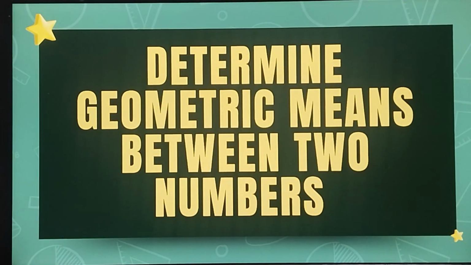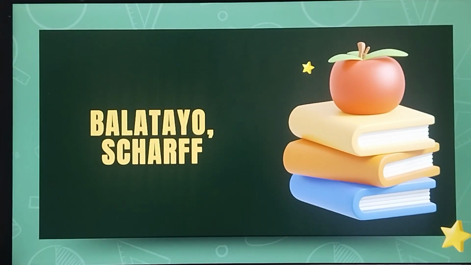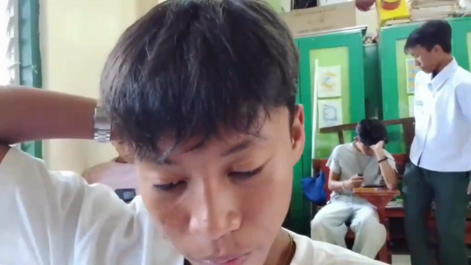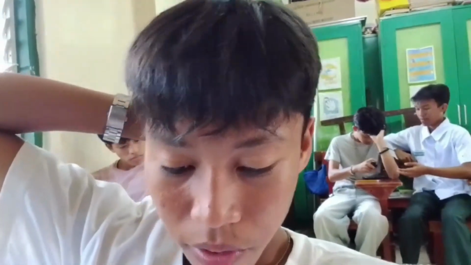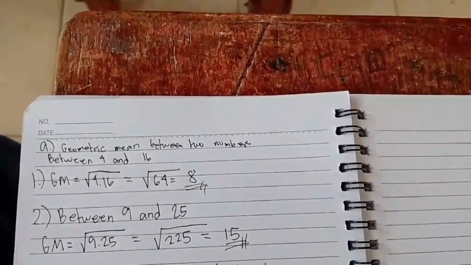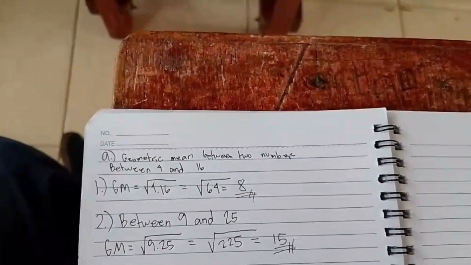So our next objective is to determine the geometric means between two numbers. This will be reported by Balatayo's Scharff. Morning guys, I am Scott. So, the topic is geometric mean between two numbers and geometric mean of a set of numbers. So let's go. The first is geometric mean between two numbers, between 4 and 16.